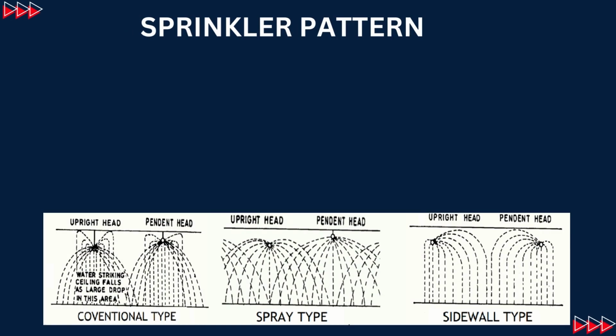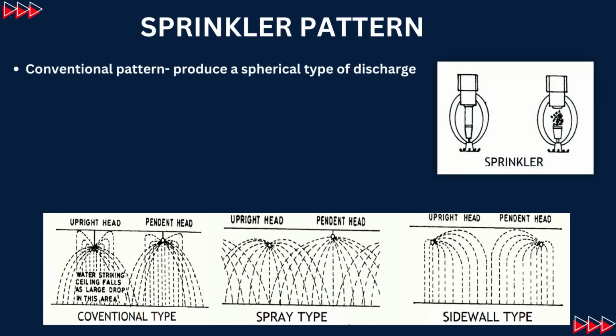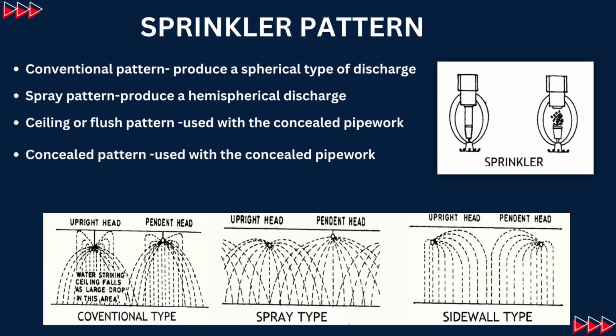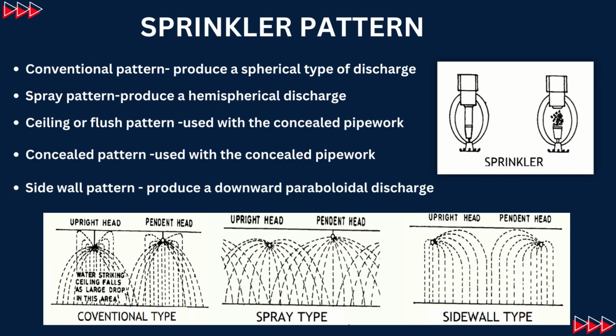Sprinkler patterns. Now we will see what the types of sprinkler patterns are. A conventional pattern produces a spherical type of discharge. A spray pattern produces a hemispherical discharge. A ceiling or flush pattern is used with concealed pipe work. A concealed pattern is also used with concealed pipe work. Then a side wall pattern produces a downward parabolic discharge. Look at figure 6a for the sprinkler, and the different types of pattern are shown in figure 6b: conventional type, spray type, and the side wall type.